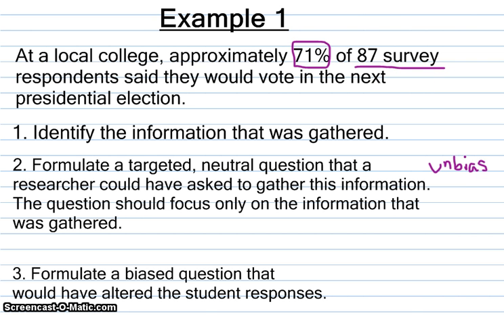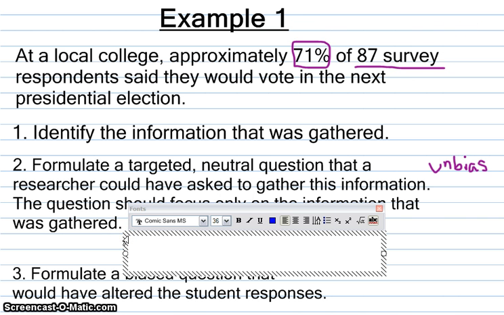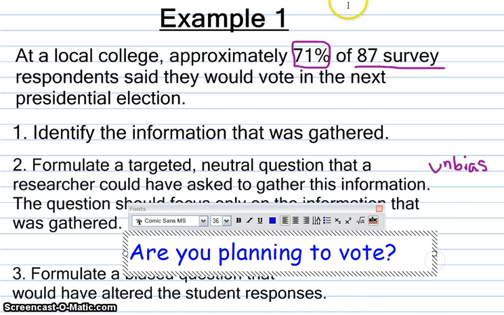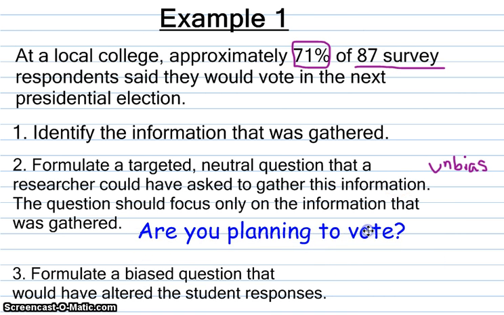So you've got to think to yourself a good unbiased question. A question such as, are you planning to vote? would be a very good unbiased question. Because at that point, you're not trying to emphasize that you want them to vote or that you don't want them to vote. It's just a very neutral question.